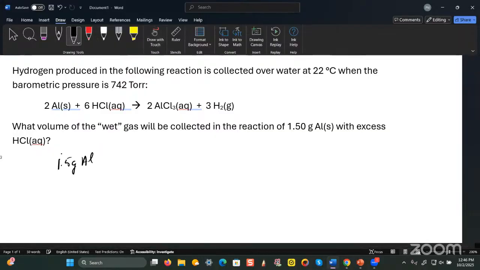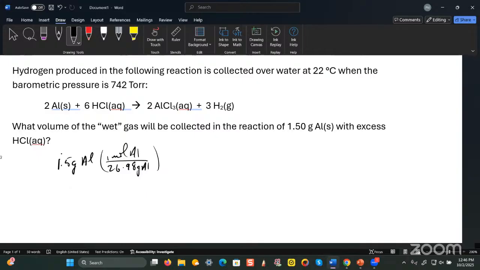So the first step in this process is to convert this to moles. So that would be 1 mole of aluminum above, and the molar mass of aluminum, which is 26.98 grams, all right? So that's the first step, to convert from grams of aluminum to moles.